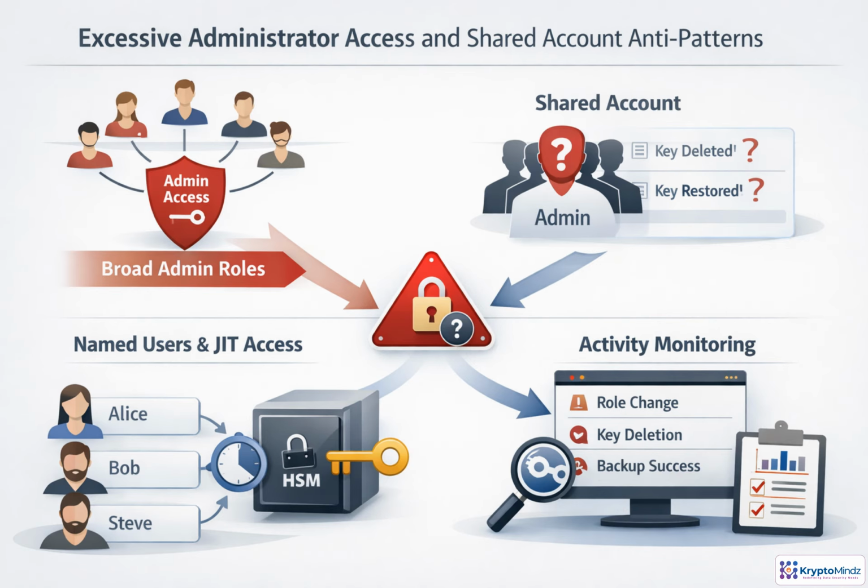Excessive administrator access is one of the fastest ways to lose control of an HSM environment. If many people sit in broad admin roles, a single error or compromised identity can impact all keys at once. Shared admin accounts make this even worse because you can't prove who actually deleted, restored, or modified a key. Instead, give people the narrowest role they need. Use named identities with just-in-time elevation, and monitor every privileged action.